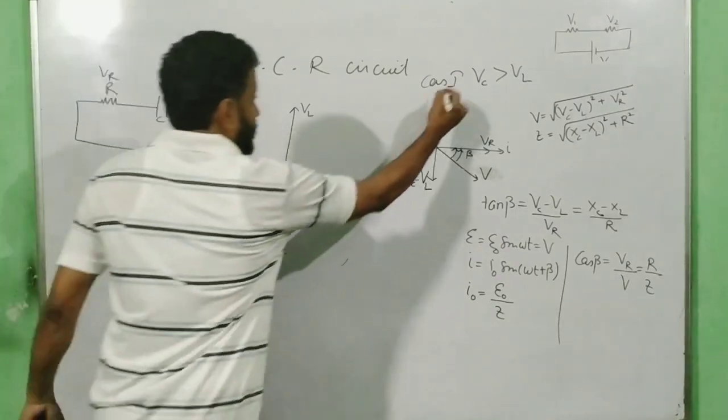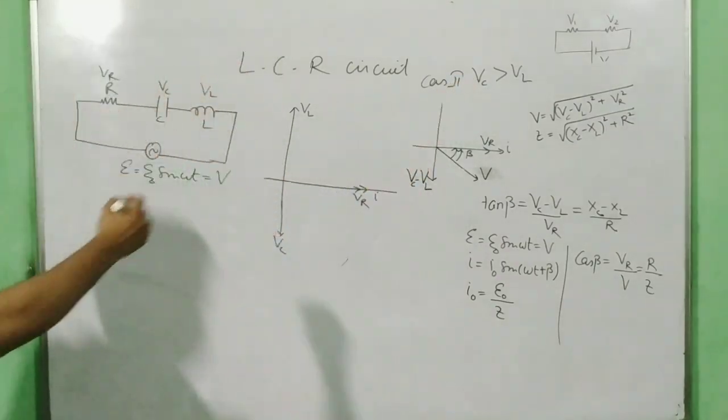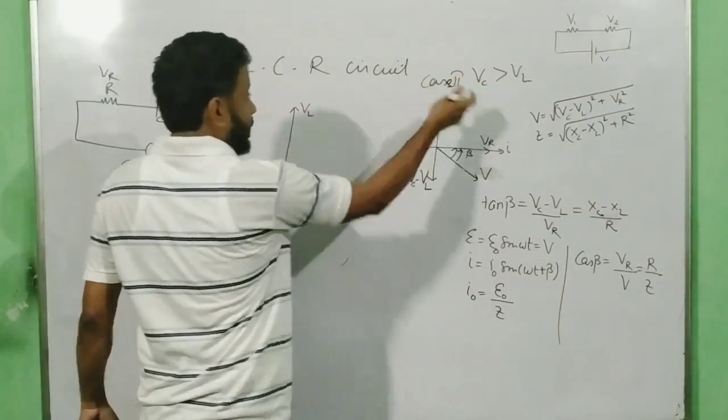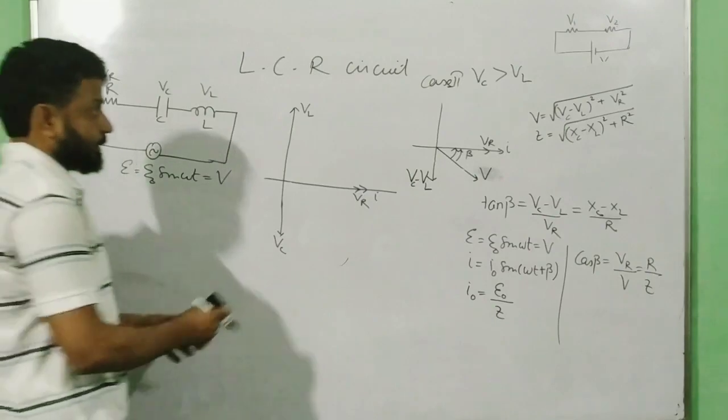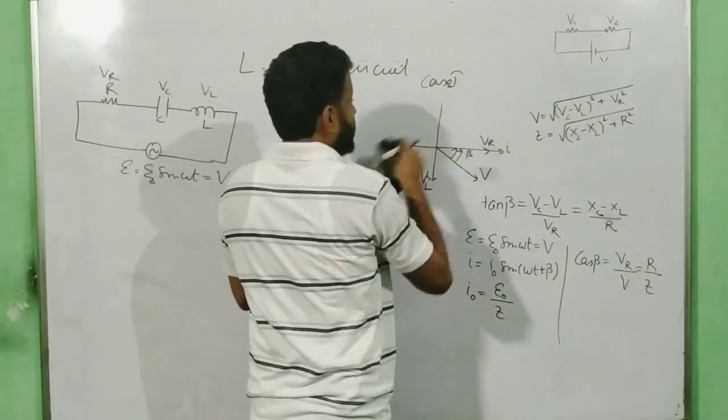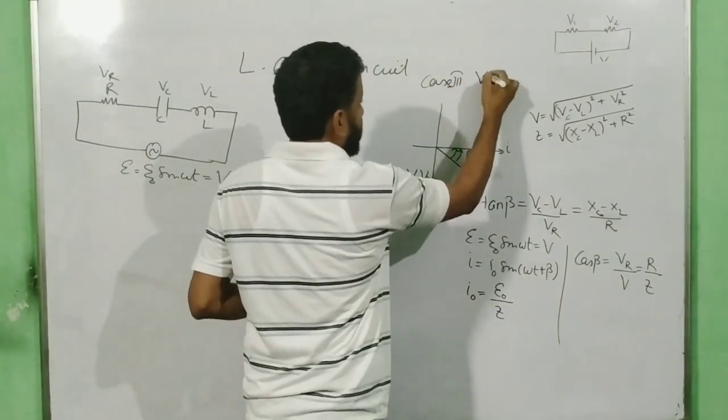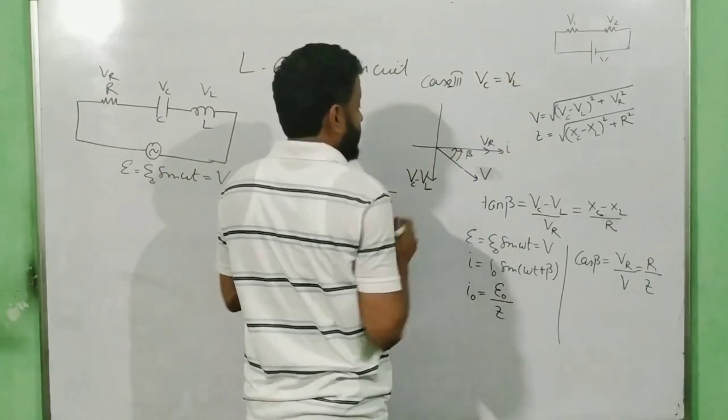This is case 2. Please pause the video and continue with this. Now let's go with the third case. The third case is the most interesting and the easiest part. That is what happens when your VC becomes equal to VL.